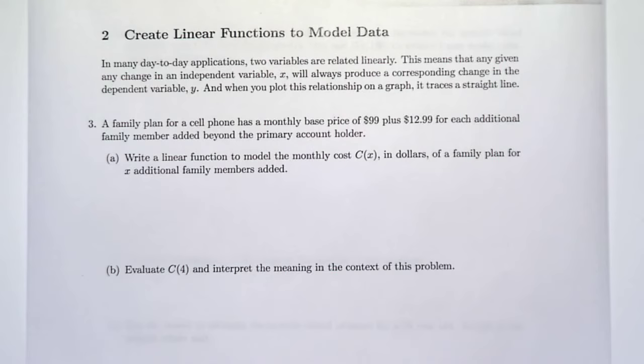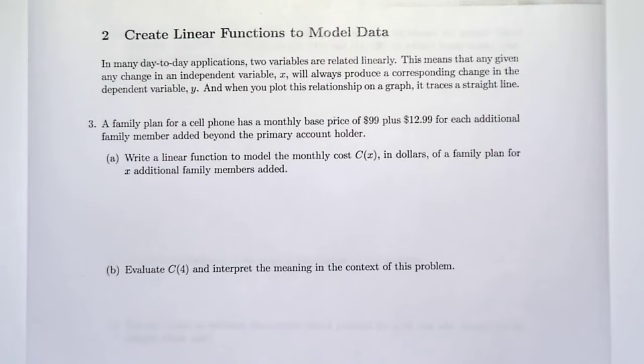All right, so now we're on the second page. We're going to take what we know about lines and actually apply them to model data. The reason we're doing this is because in many day-to-day applications, two variables are related linearly. I gave you a few examples last time. This means that any given change in an independent variable x will always produce a corresponding change in the dependent variable y. And when you plot this relationship on a graph, it traces a straight line. So that tells us we have a linear function.